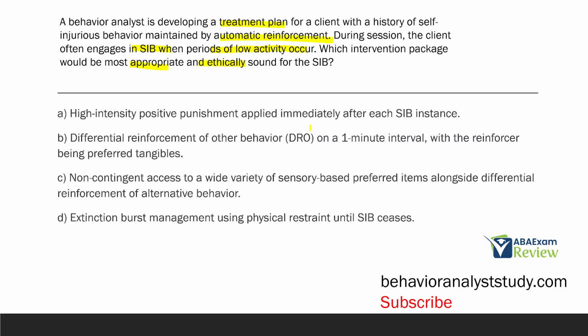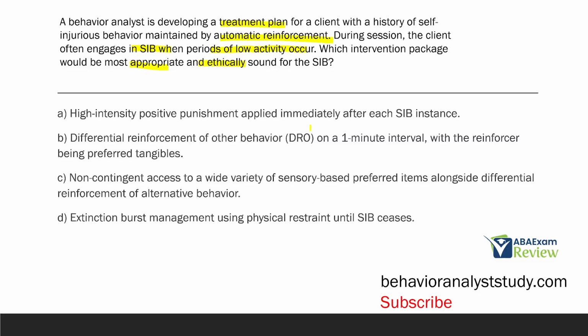behavior. Much better. To eliminate low activity, we can just have non-contingent access to items they want to play with. Additionally, we can start teaching replacement behaviors in lieu of that SIB. C is better than B. One, they get this non-contingent access, which is going to eliminate low activity, hopefully. Two, DRA is going to teach a replacement behavior.